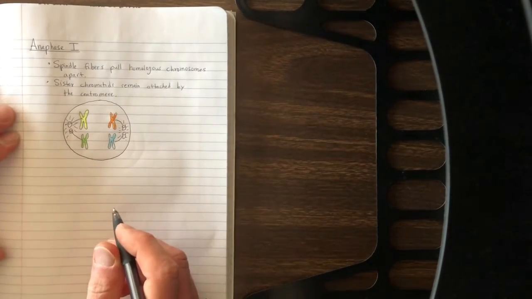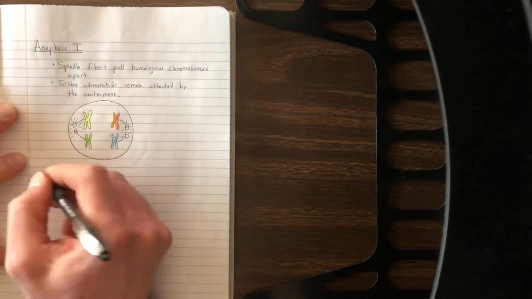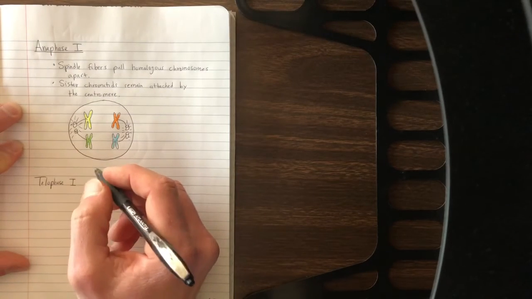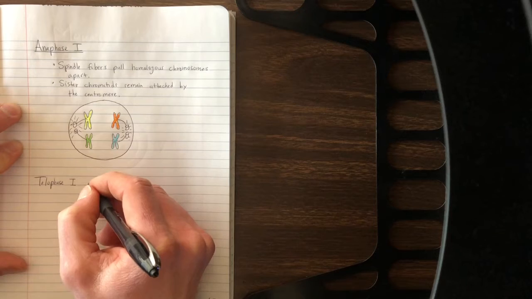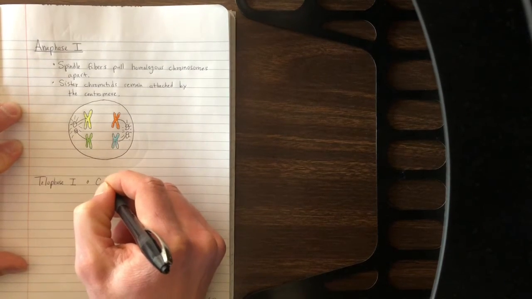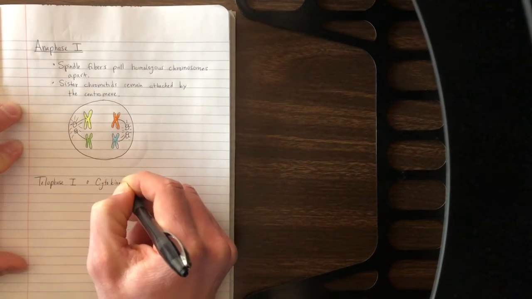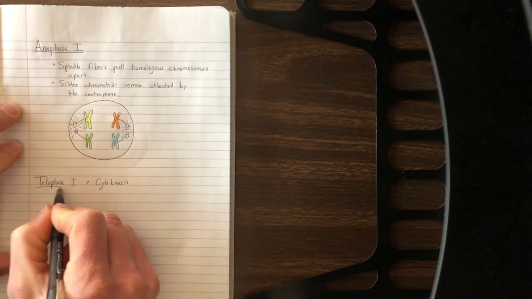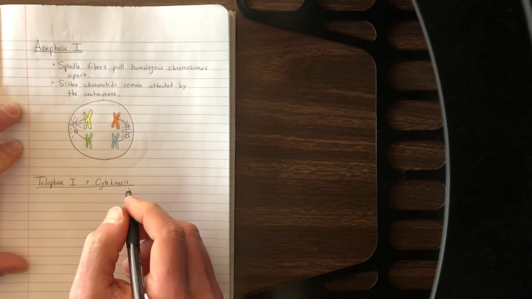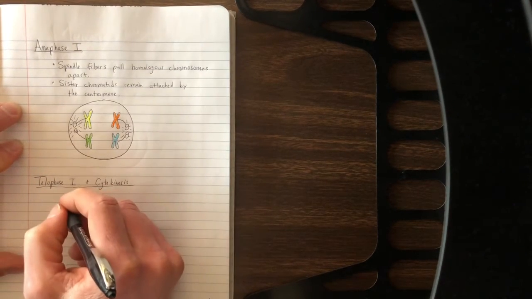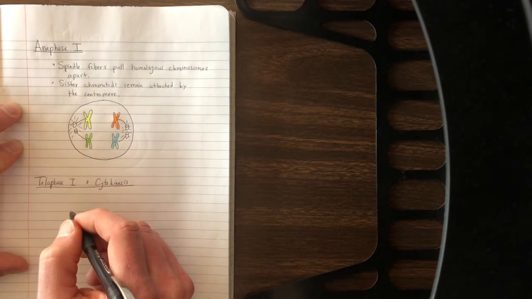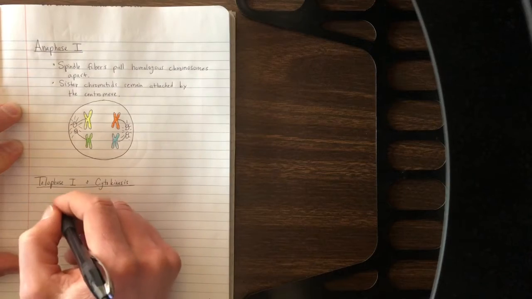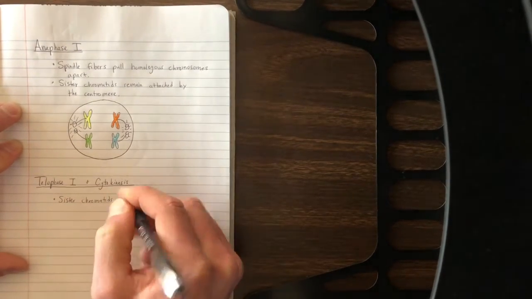After Anaphase 1, we now have Telophase 1. Telophase 1 and Telophase 2 are often connected with cytokinesis, so we'll connect these two steps and record the information for both of them together. In Telophase 1 and cytokinesis, the sister chromatids will be found at the poles of the cell, and they will then decondense back into chromatin.